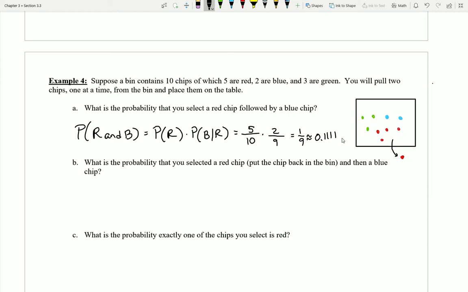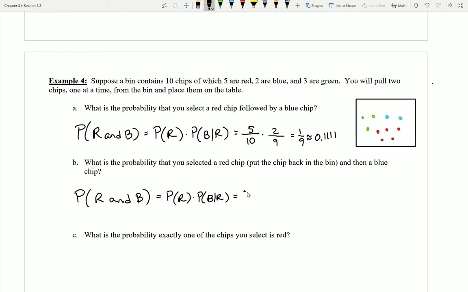Let's take a look at part B and see how this is a bit different. I'm going to replace my chip into the bin, so I start with the full bin. Let's see what we have here for part B. What is the probability that I select a red chip, and then I put the chip back in the bin, and then I select a blue chip? Okay, so this is a little bit different. Notice I can't really notate that in my probability notation, so I have to change the way I'm going to think about what's happening. I'm still going to find the probability of pulling a red, and then I'll find the probability of pulling a blue, given that I pulled the red. Well, let's see.